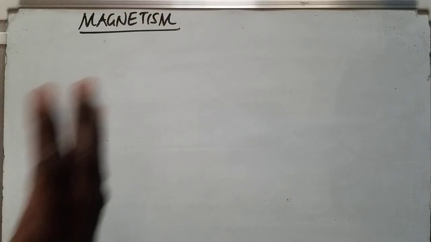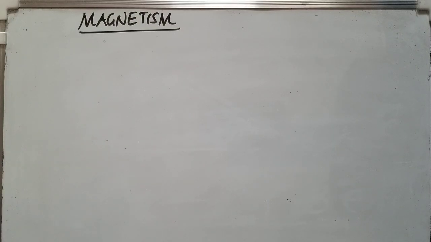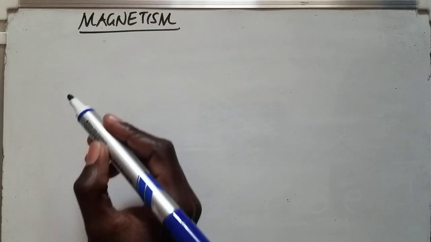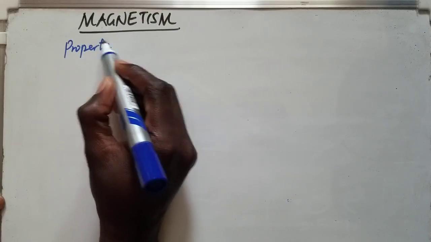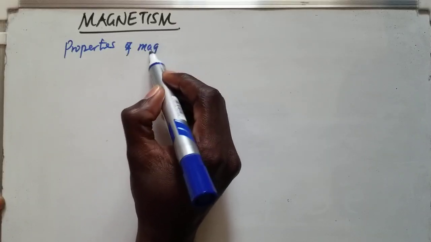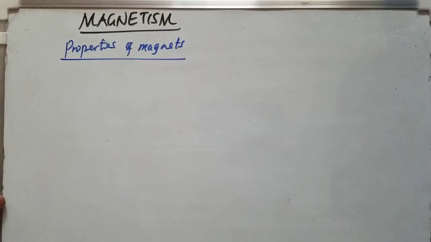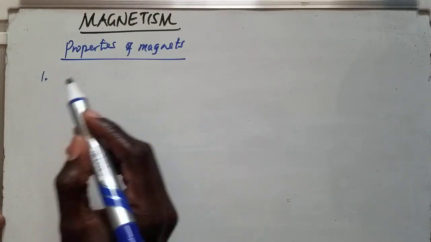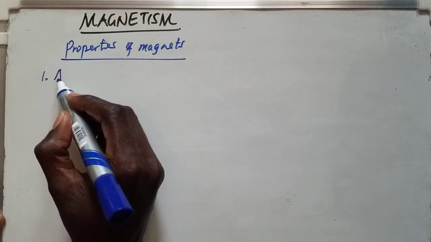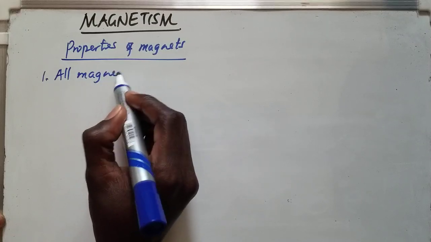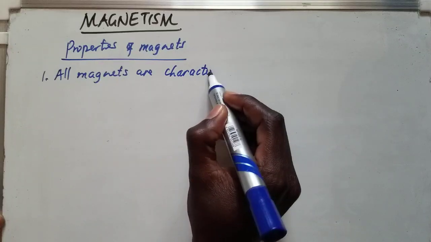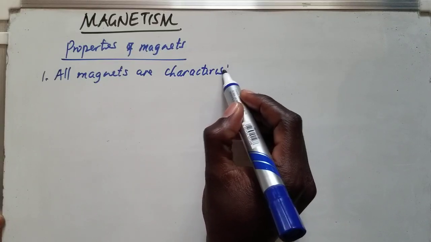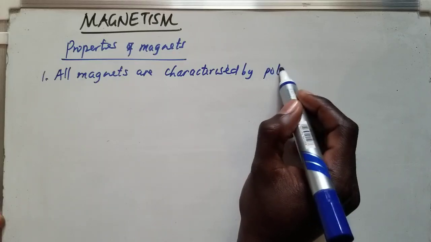So welcome to this discussion as we try to give you some quick revision concepts under magnetism. What is important is for you to remember the properties of magnets. One of the properties is that all magnets are characterized by poles. That's what you need to remember.